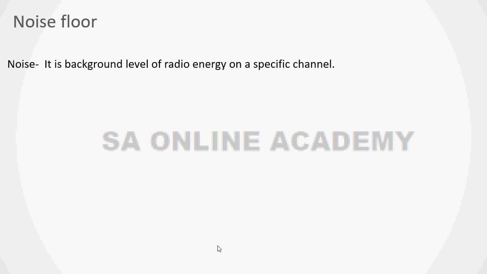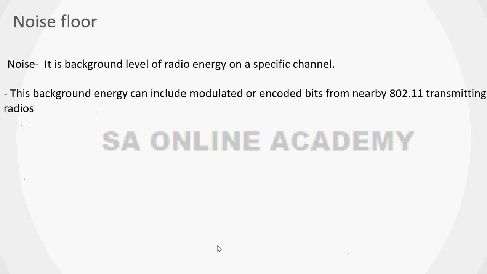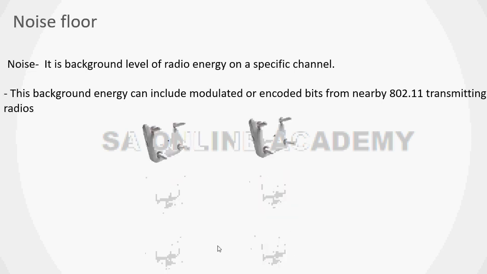Noise happens in two ways. One is through modulated or encoded bits. This is background noise transmitted, like my AP is installed in one room and there is another AP installed in the nearby vicinity, and that AP is also working on the same channel at which my AP is working. So there is background energy which is interfering in my signals. So this is background energy, or modulated interference, or modulated noise.